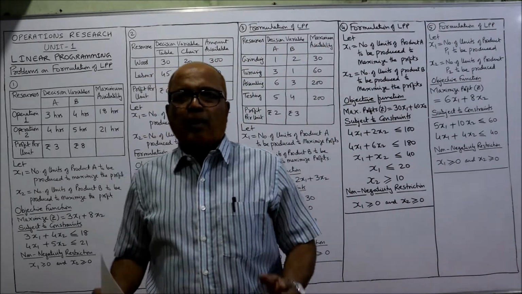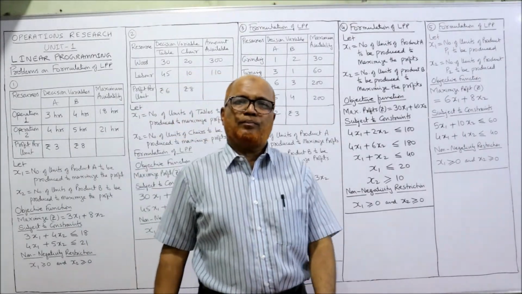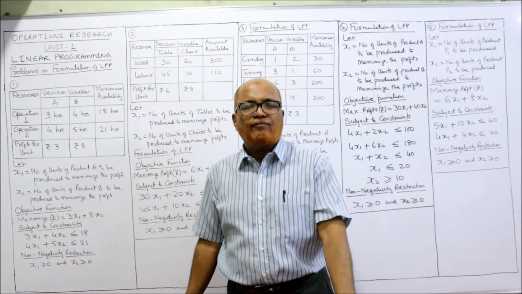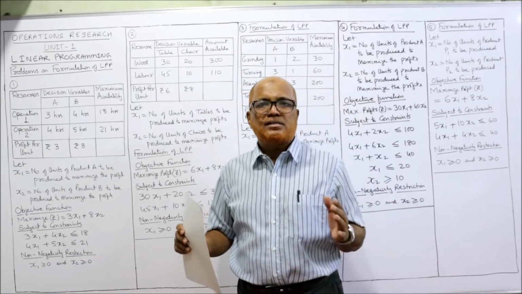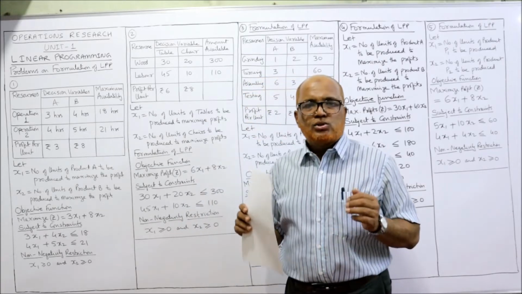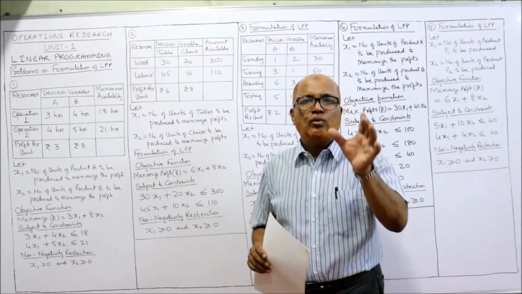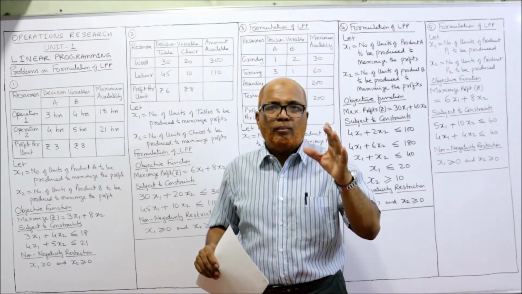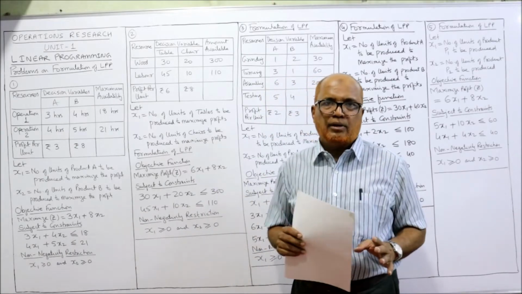Now see here, the problems of linear programming consist of first the formulation problem. Then we have solving the linear programming problem by the graphical method. And in the next unit, we solve the problems by the simplex method. Before starting the solution of the problem, a student must know how to formulate the problem, how to put the problem in a mathematical model. That is the first step of learning in linear programming problems.